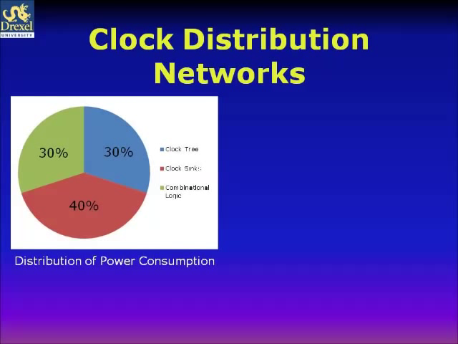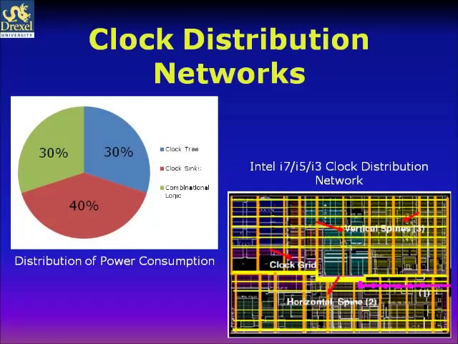Clock mesh structures are widely used in high-performance microprocessor design due to their low skew and higher tolerance against the process variations. Intel's most recent i7, i5, i3 family is a good example. It exploits a grid-like structure by combining horizontal and vertical wire spines to create a custom clock mesh.